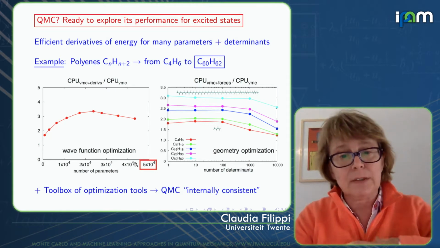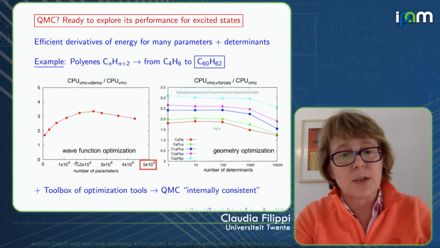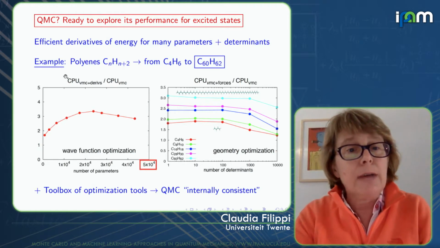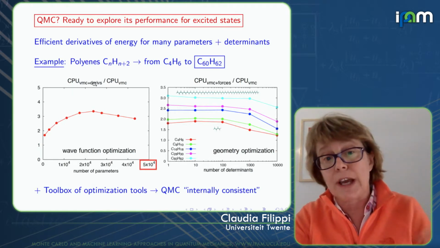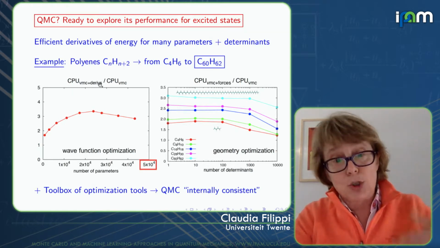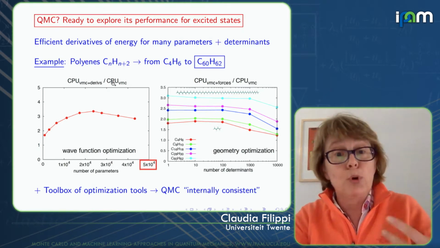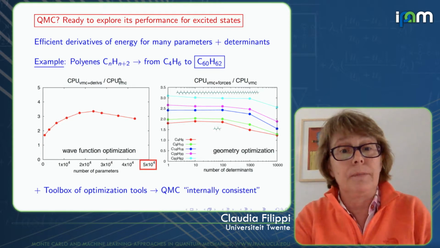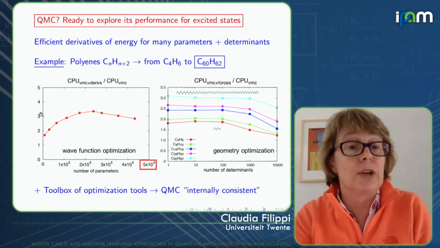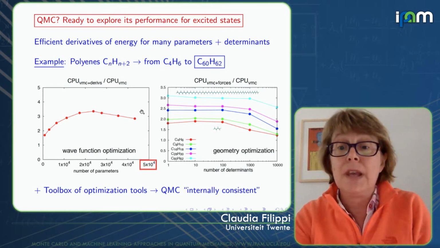A single determinant. We are increasing the system size, so the number of parameters increases, and we can compute the energy and the derivative, and also the Hamiltonian acting on a derivative, with a cost roughly proportional to the cost of computing the energy alone. Okay? So the ratio is about 3.